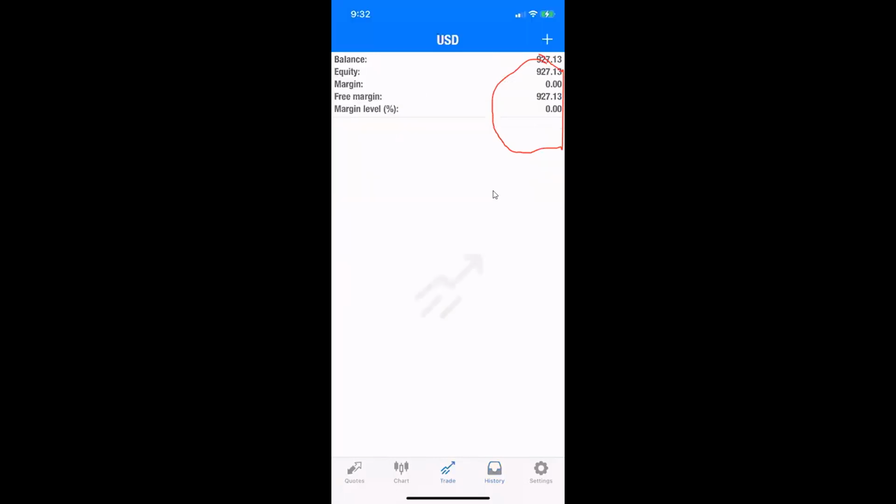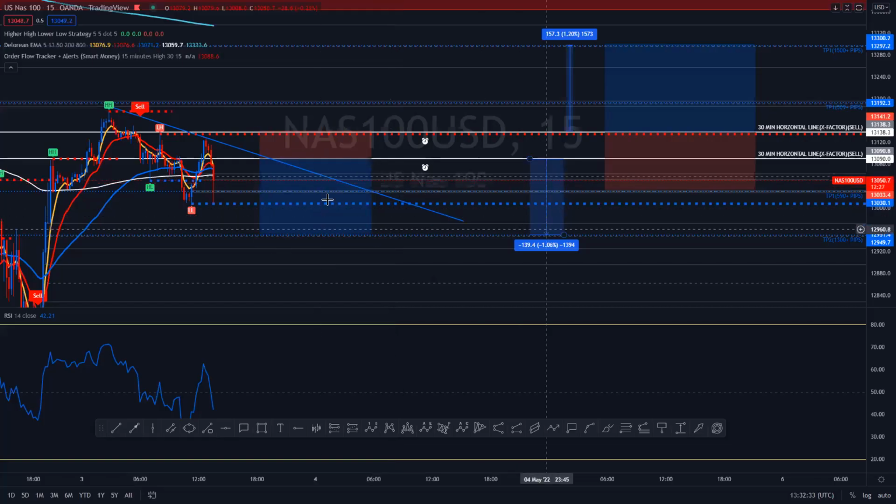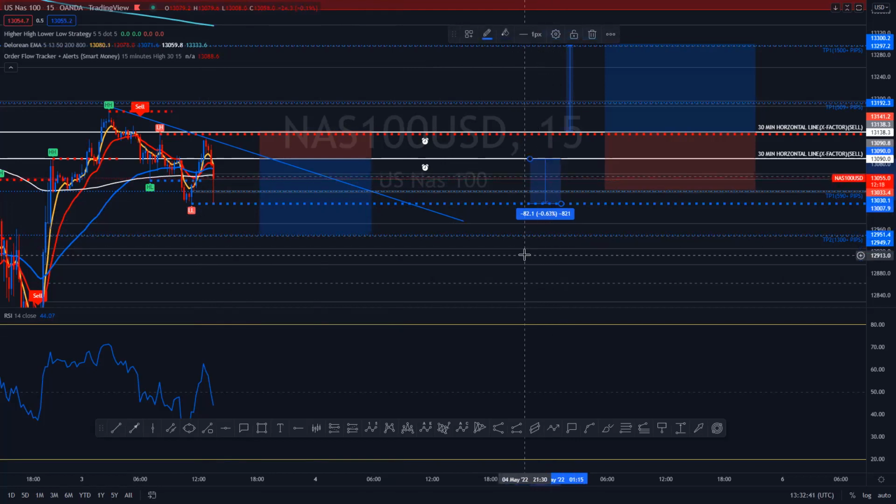And so now when I share my screen here, it did a huge drop. It smashed the first take profit. We smashed about 821 pips worth of NAS. So we did good, guys. Let's put our hands up.